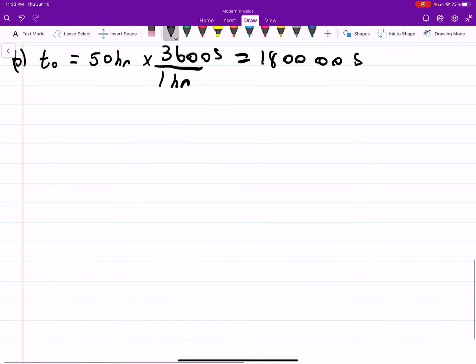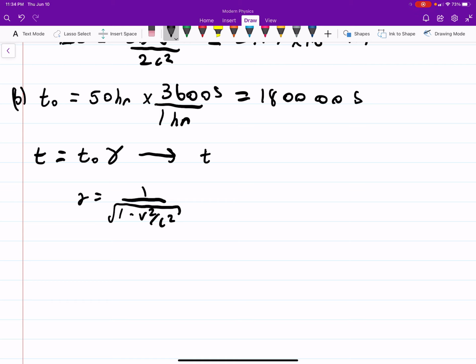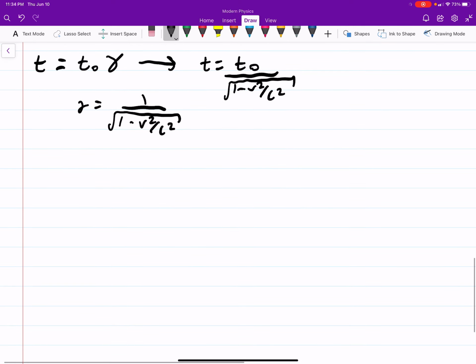Okay? And we know t is equal to t naught gamma. This is our time dilation equation, in which gamma is 1 over the square root of 1 minus v squared over c squared. So then we can say that t is equal to t naught over the square root of 1 minus v squared over c squared. Okay, so that's just from our equation. Now to find the delta t, it's the exact same idea. t naught minus t.